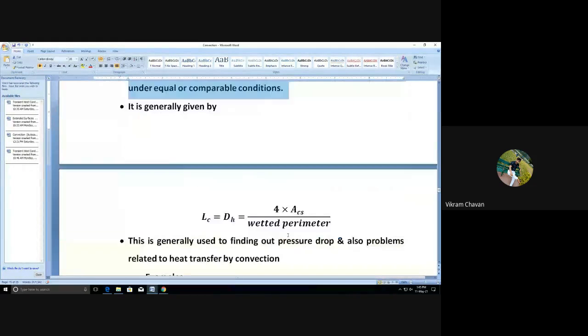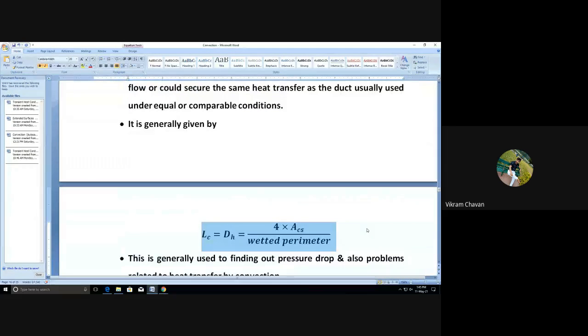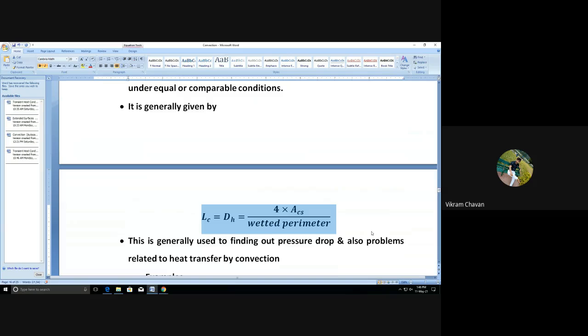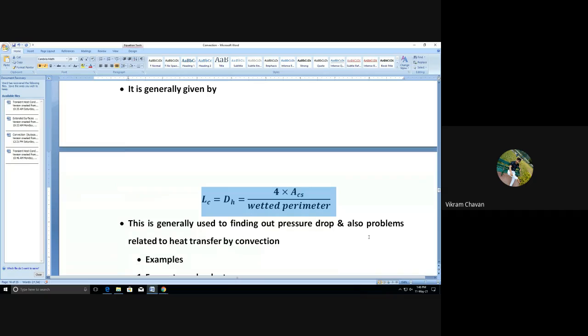It is generally given by L suffix C or D suffix H, that is equivalent length, or D suffix H as hydraulic diameter or equivalent diameter, which is equal to 4 times cross-section area, that is 4 multiplied by A suffix CS, divided by weighted perimeter.